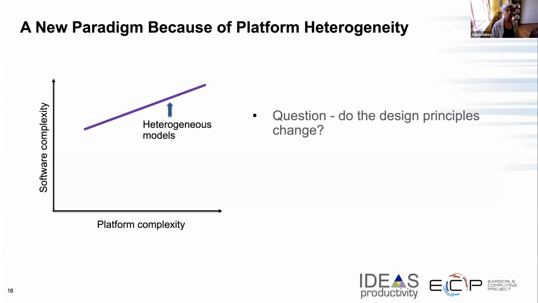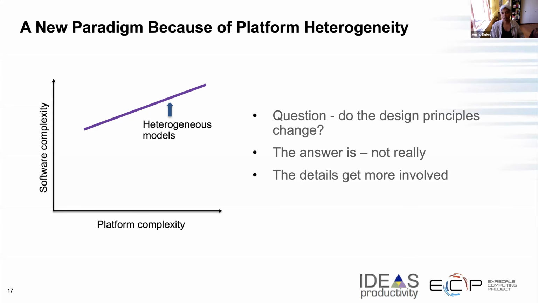So now we are in the new paradigm because of platform heterogeneity. Now the software complexity is increasing as before because of the positive feedback loop cycle that we saw before. But simultaneously, the software developers are faced with a completely new challenge, and that is that the platforms are heterogeneous, and therefore the software itself has to deal with heterogeneous programming models. So the question that we are faced with is, do the design principles change? And the answer is not really. What actually ends up happening is that the details get more involved.